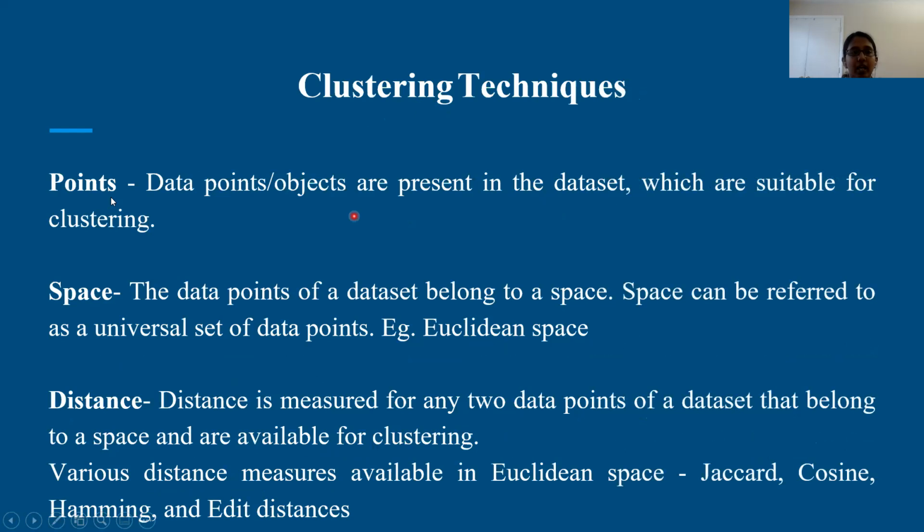Now, in clustering techniques, we have three important terminologies, which are the point, space, and distance. Points are nothing but the data points or the data objects, like we discussed earlier, present within the data set, and they should be available and suitable for clustering purposes. Space is nothing but the universal set of data points where the data points within the data set exist. We can have the example of a Euclidean space for that. And distance is nothing but the value or the measure between any two data points in a data set which belongs to a certain space, and more importantly, they are available for clustering. Some distance measures that are available are the Jaccard, cosine, Hamming, and edit distances.